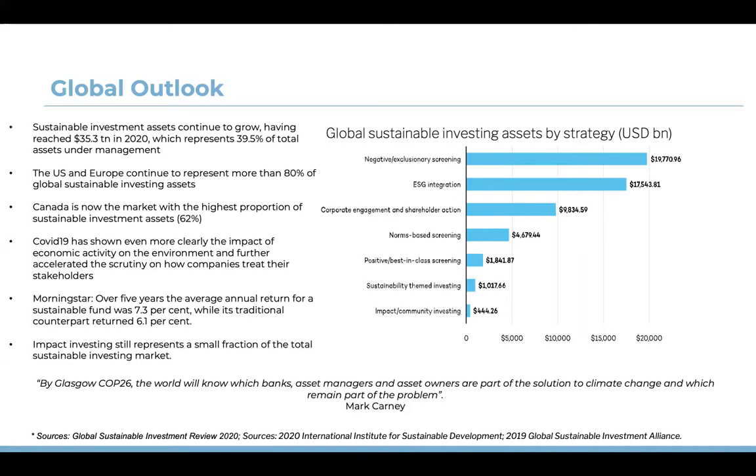I came across this very beautiful quote from Mark Carney very recently, which he said that, by COP26 in November, the world will know which banks, asset managers, and asset owners are part of the solution to climate change and which remain part of the problem. So I think now is the time to really draw a line and take a stance for allocating resources with a very clear conscience in promoting sustainability.